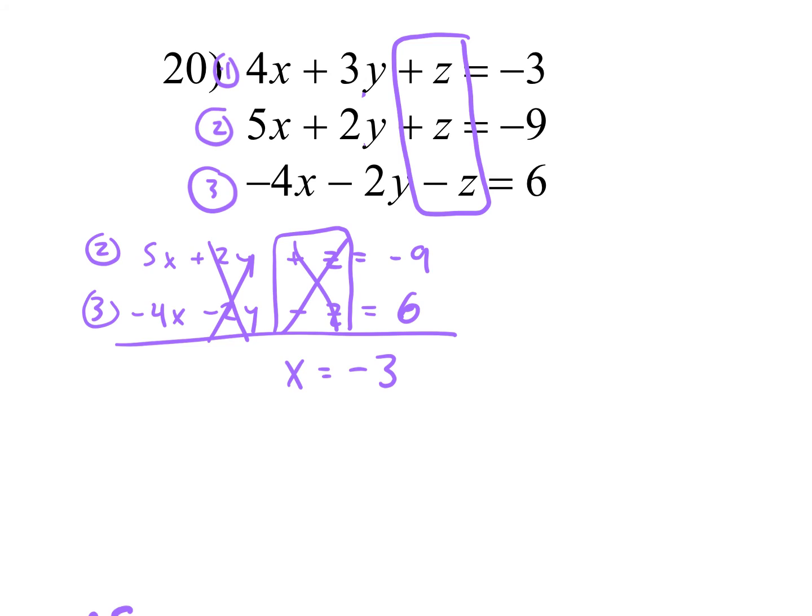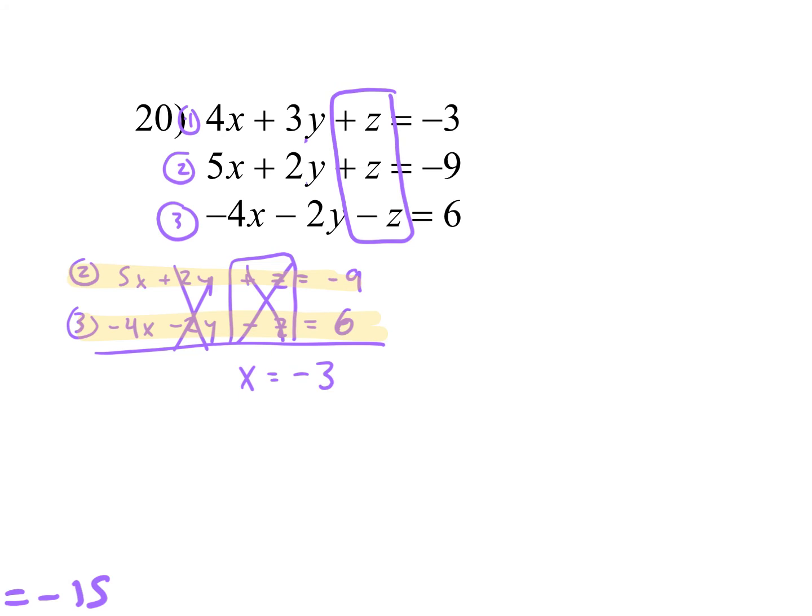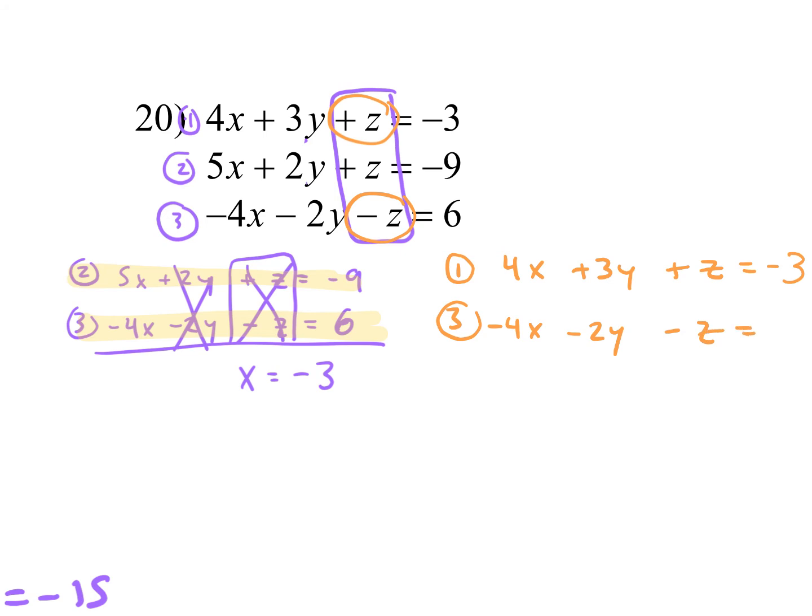Now this step that I did here, where I combined 2 equations together, I have to do that twice. So I did it once, now I'm going to do it again. Which 2 equations do I want to pick this time? 1 and 3. 1 and 3 works perfect because I have a positive z and I have a negative z, so they're going to cancel. So 4x plus 3y plus z is equal to negative 3. And then 3 is negative 4x minus 2y minus z is equal to 6.